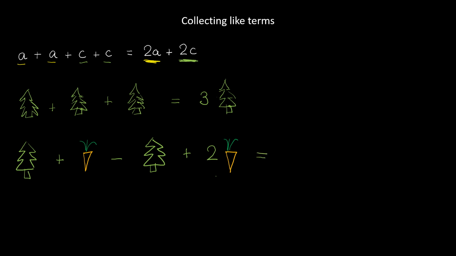So you can see that I have some trees and I have some carrots. The like things are the trees are alike, and the carrots are alike. So let's start with the trees. I have one tree, and then I subtract one tree. So actually, I'll have no trees. And now let's have a look at the carrots. I've got one carrot plus 2 more carrots. So I'll have 3 carrots.